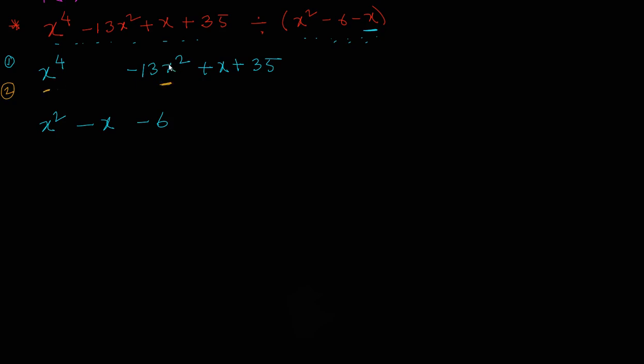So what is the missing term? Missing term is x cube. So what I am going to do, I am going to insert plus 0 multiplied by x cube. So I am not changing anything, and that's the only missing term here. So x power 4, x cube, x square, x power 1, and then constant term 35. Right, so I am done with step number 2.